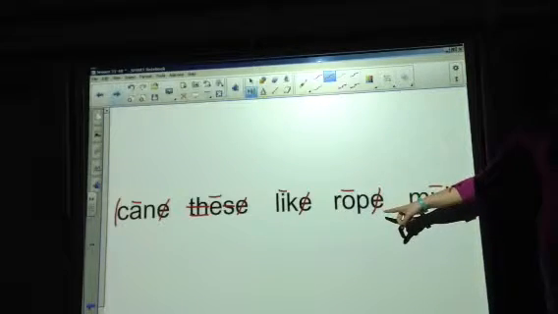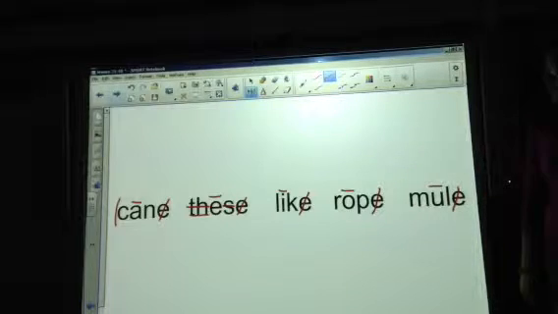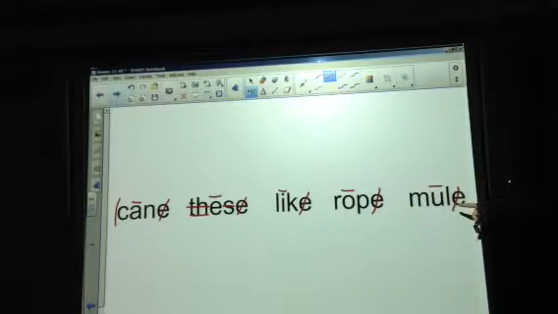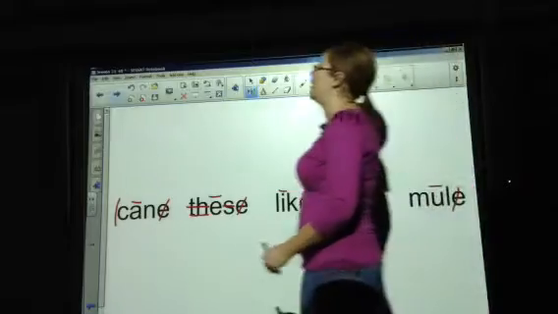What about in this word? How many sounds are between the O and the E? One. So that E sneaks over, makes that O long. What about this last one? How many sounds are there between the U and the E? One. Good. So that E is going to sneak right on over and kick that vowel and make it long.